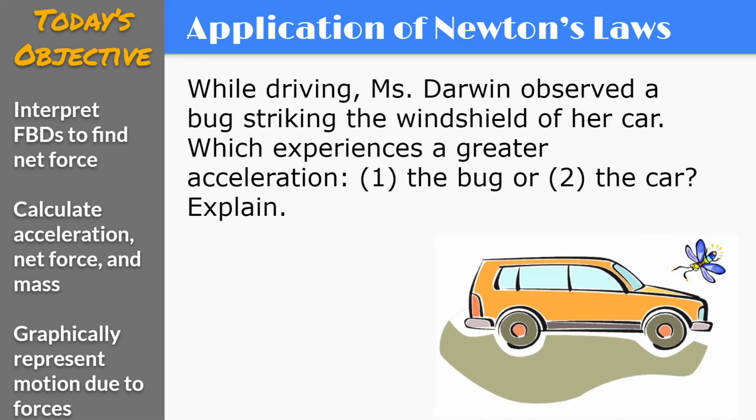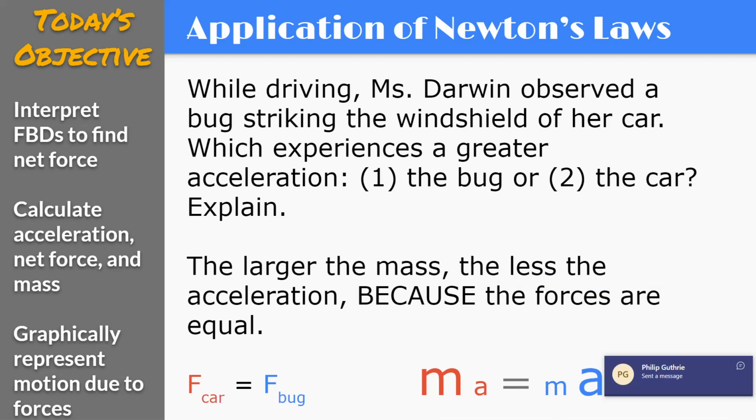Okay, if the forces are equal, and we just got this new equation, F net equals ma, then that means the force on the bug equals the force on the car, which means the mass times acceleration of the bug equals the mass times acceleration of the car by substitution. And of course those masses are nowhere near the same.